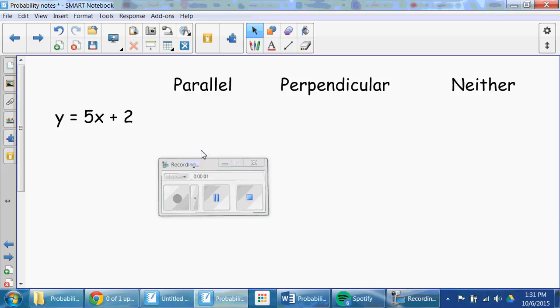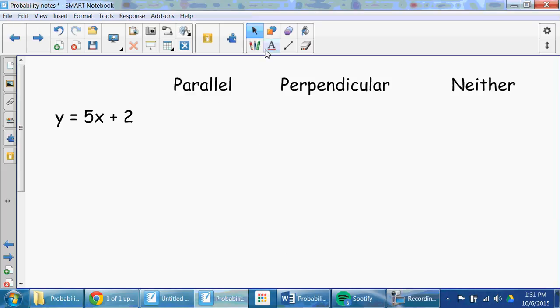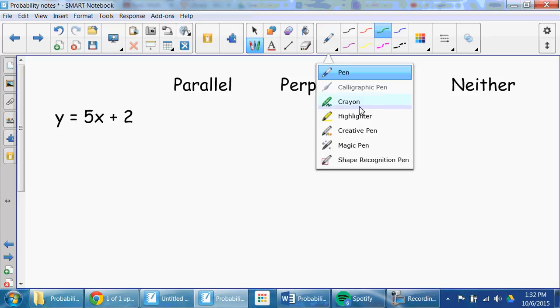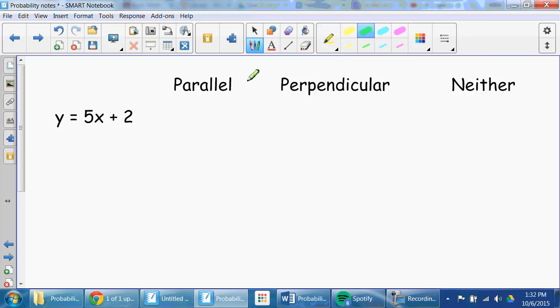This video is going to be on parallel and perpendicular lines. So I have a line right here, an equation, y equals 5x plus 2. In this equation, I first need to identify what the slope is, because when we find parallel and perpendicular lines, the important thing to be able to do is to find the slope.